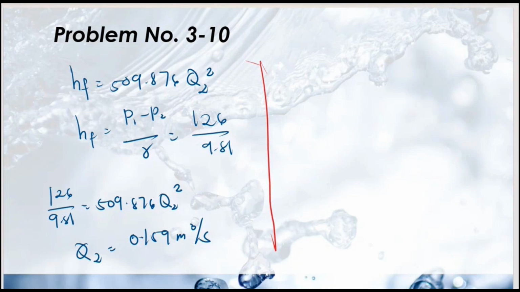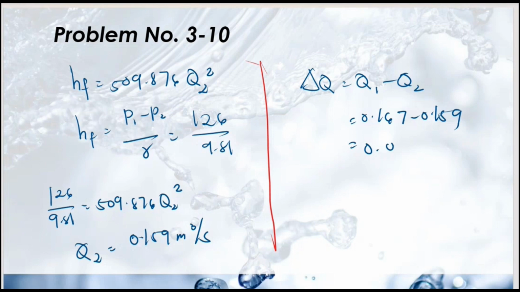Okay, since we have the values for Q sub 1 and Q sub 2, delta Q is equal to Q sub 1 minus Q sub 2. So that is 0.167 minus 0.159, or this is equal to 0.008 cubic meter per second. Or if the problem requires how much in terms of liters, we could quantify it in that manner. It is equal to 8 liters per second. How come? Multiply the discharge in cubic meter per second by 1,000, that will be equal to liters per second. So this is the answer for this problem.